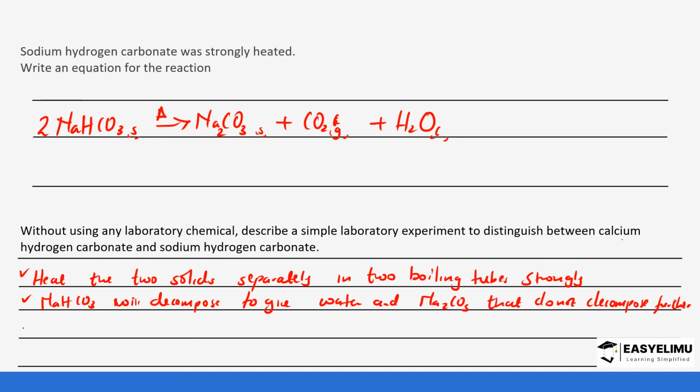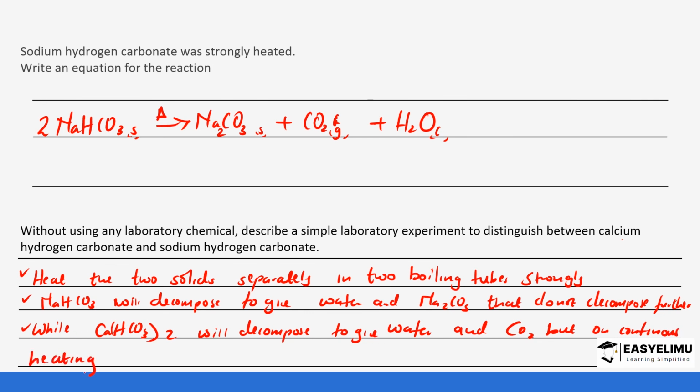while calcium hydrogen carbonate will decompose to give water and carbon(IV) oxide, but on continuous heating it forms calcium oxide and more carbon(IV) oxide is given off. So that is the difference between the two.